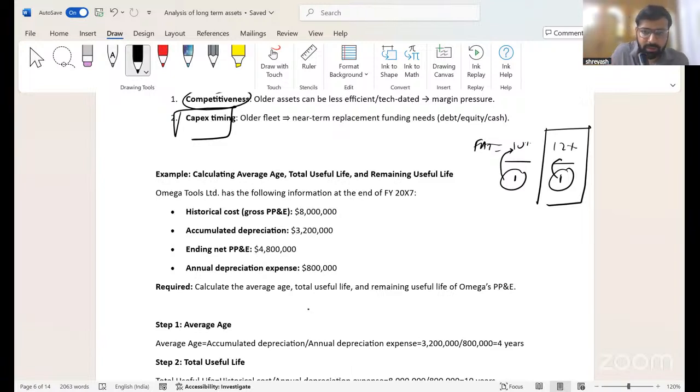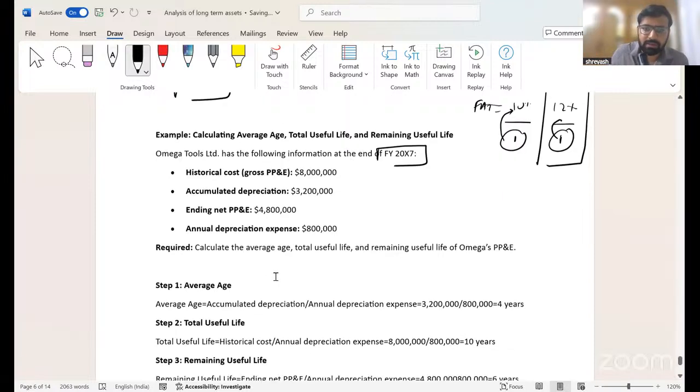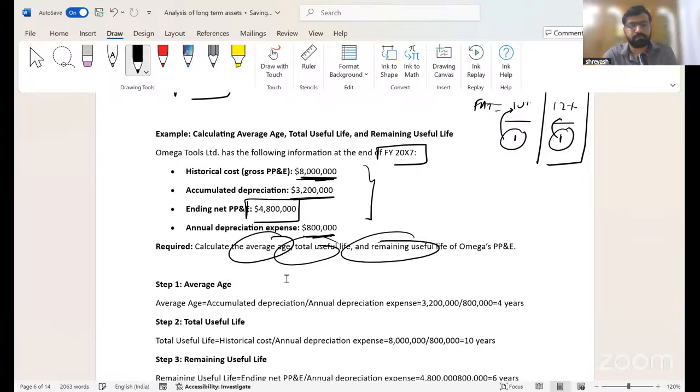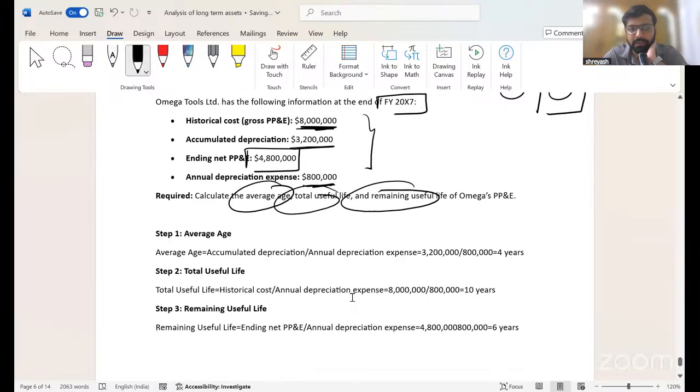Let's say the following information is given to us at the end of the financial year 2017. The gross PPE is 80 lakhs. Accumulated depreciation is 32 lakhs. Ending net PPE is obviously 80 lakhs minus 32 lakhs, that comes to 48 lakhs. Annual depreciation expense is 8 lakhs. Every year, the depreciation expense that you are incurring is 8 lakhs. Now you are told to calculate the average age, the total useful life, and the remaining useful life. How do I calculate this, sir?